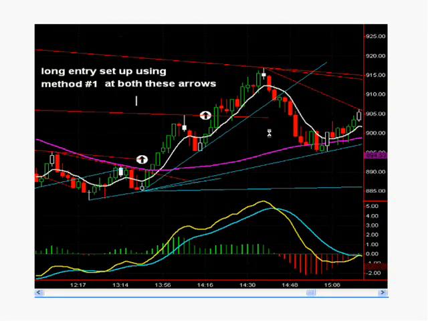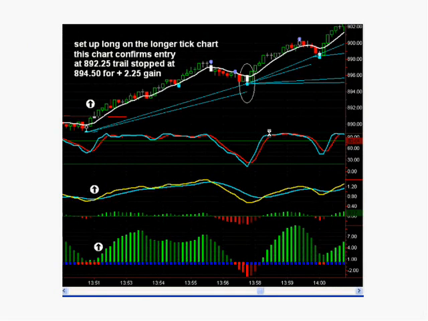Now, this is the longer tick chart later in the day, and I have two long entries that are setting up on here. So what I then do is I will drill down to my smaller time frame minute chart to make sure that I have confirmation on my indicators to take these longs, and then I drill down to my smaller time frame tick chart, and I still have to have the specific entry setup on there as well. So here is where one of the setups occurred on the longer tick chart, and it did confirm on the smaller tick chart.